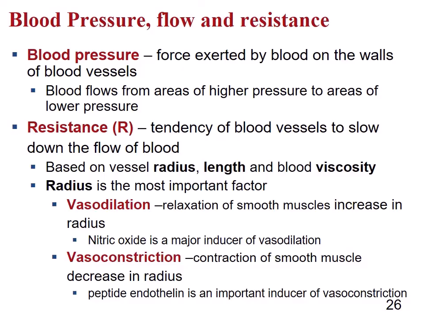And I don't care that you know this, but nitric oxide is a major inducer of vasodilation. And then vasoconstriction is when the blood vessel constricts and becomes smaller because you've got contraction of smooth muscles. This decreases the radius, and this is going to reduce flow. And again, I don't care that you know this, but peptide endothelin is an important inducer of vasoconstriction.